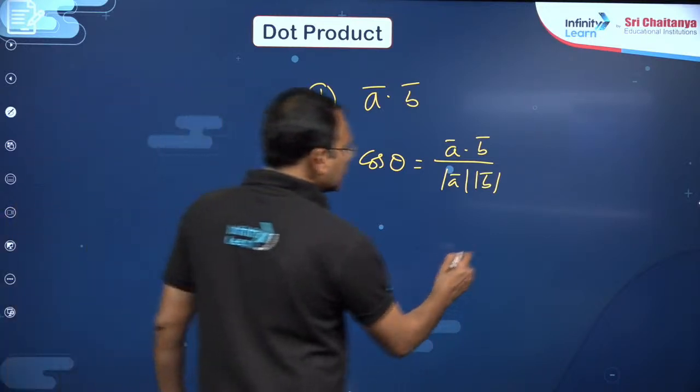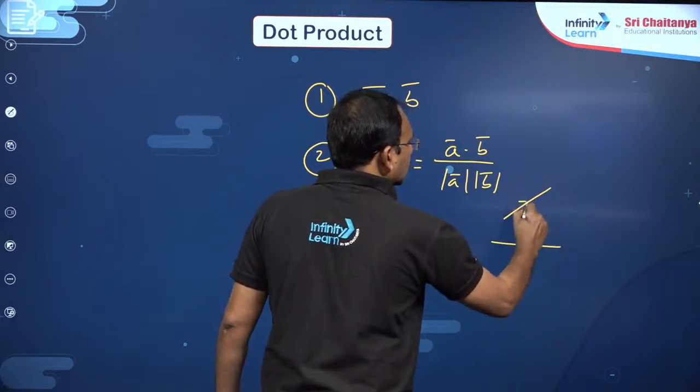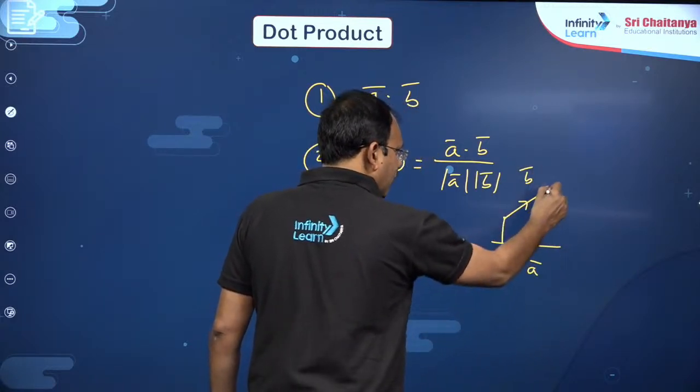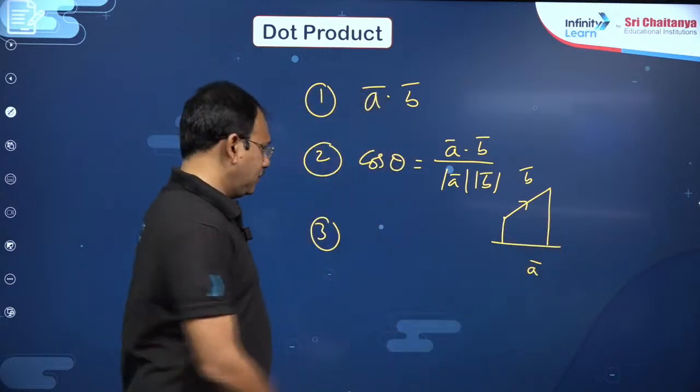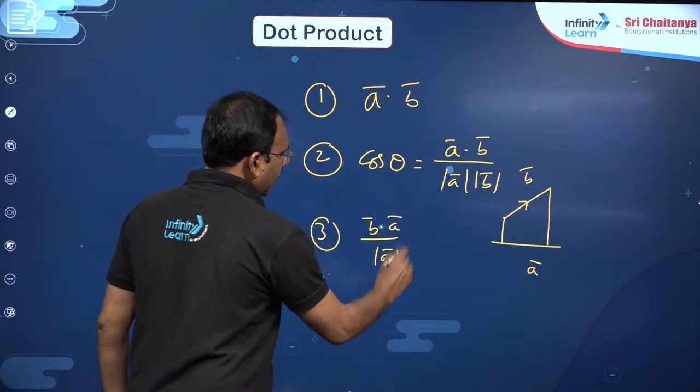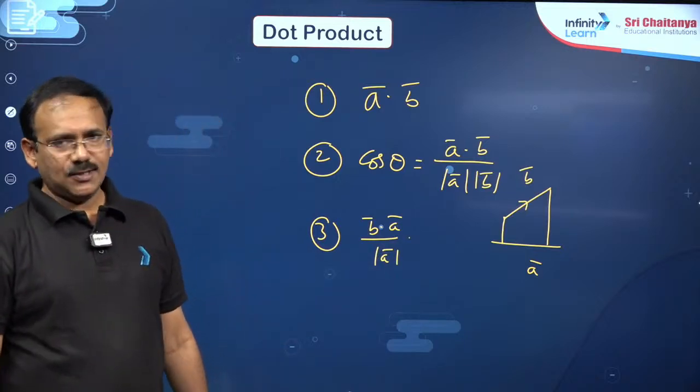Projection. Projection of B bar on A bar. Suppose this is B bar, my dear friend, this is A bar. Projection of B bar on A bar is nothing but B bar dot A bar by magnitude of A bar. This gives the projection, dear students.